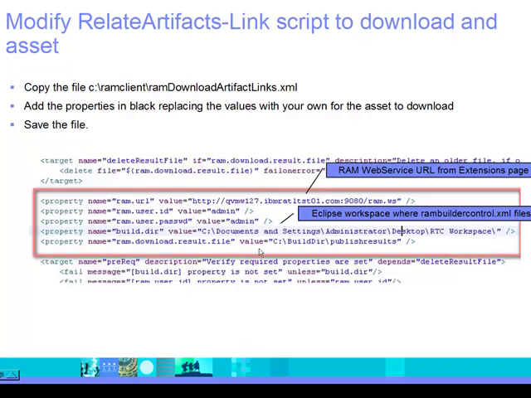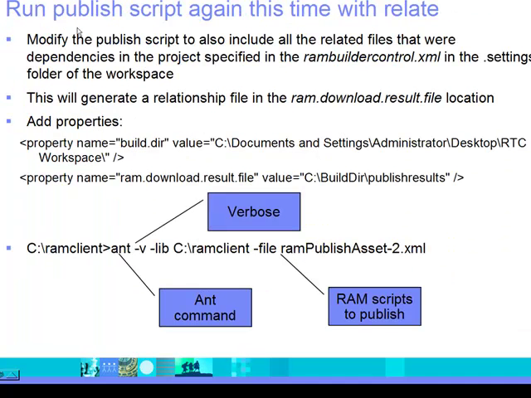So this will be the first step. We want to add these properties to the related artifacts link. After we do that, then we want to rerun the publish script again, and we want to make sure that we add the following properties, which are what is the workspace that we're working with, as well as where the publish script should look for the list of related assets.